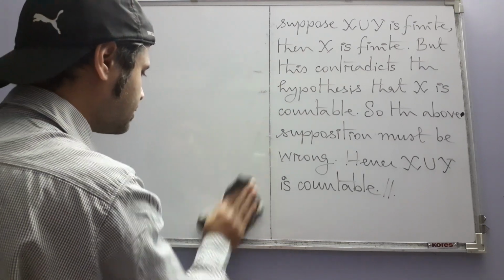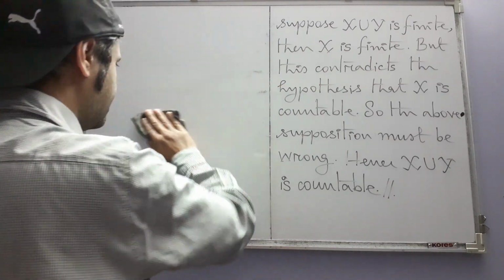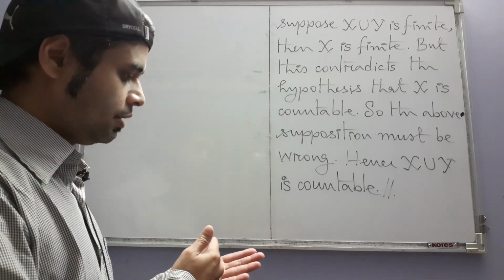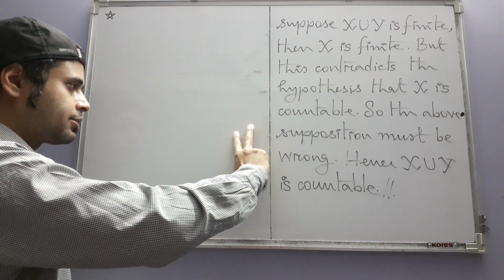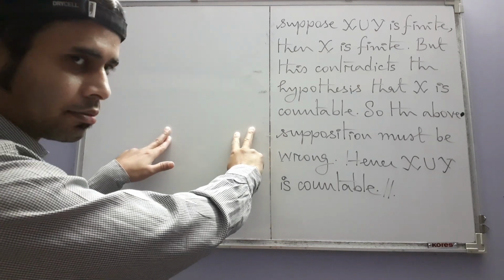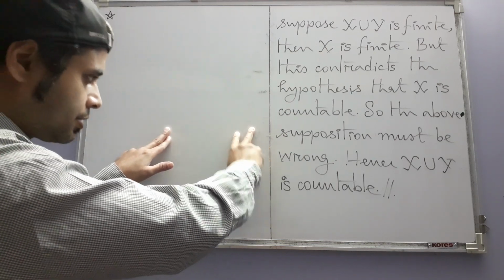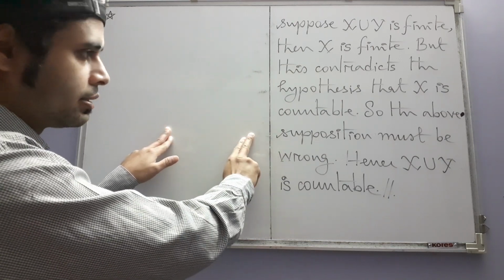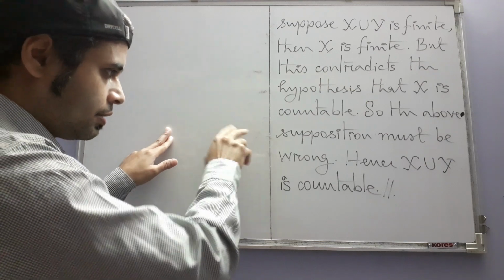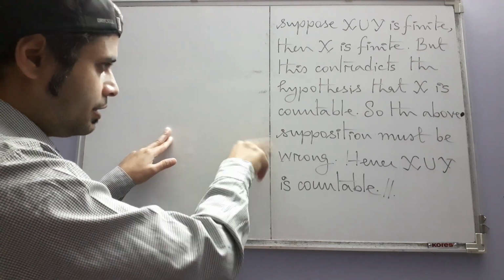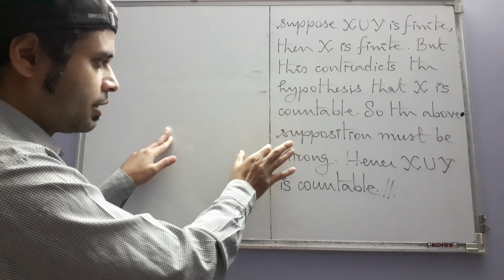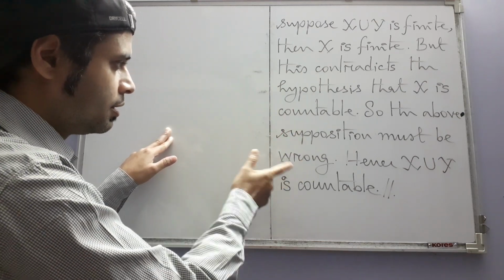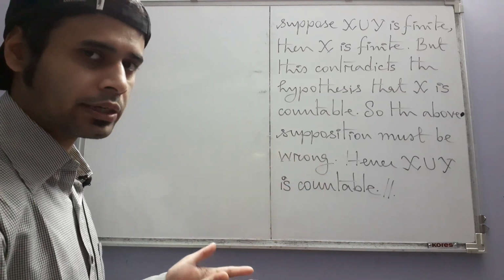So do you see one technique of proving that some set is countable? You set up a function between that set and the set of natural numbers and show that that function is onto, surjective. That is one thing. And then you show that your original set, which you want to prove is countable, is infinite. Then this way you can show that it is countable.